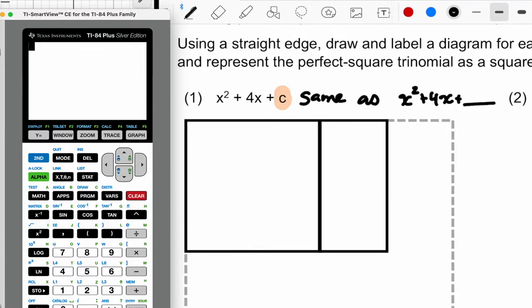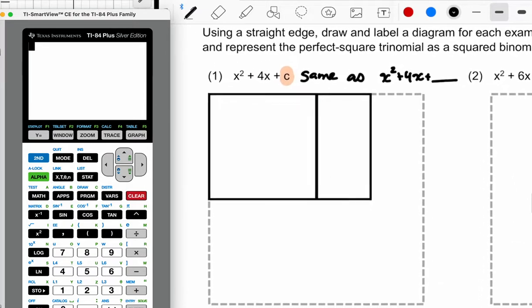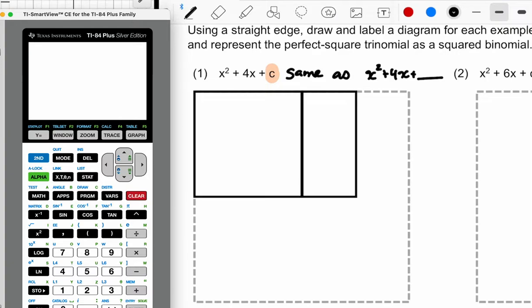So what we do is determine, based off of the number of x squares, how many big squares we have to have within the dotted or dashed larger square. We have one of those squares, so I'm going to have 1 x by x square giving us 1x squared. Then we have 4 x's.